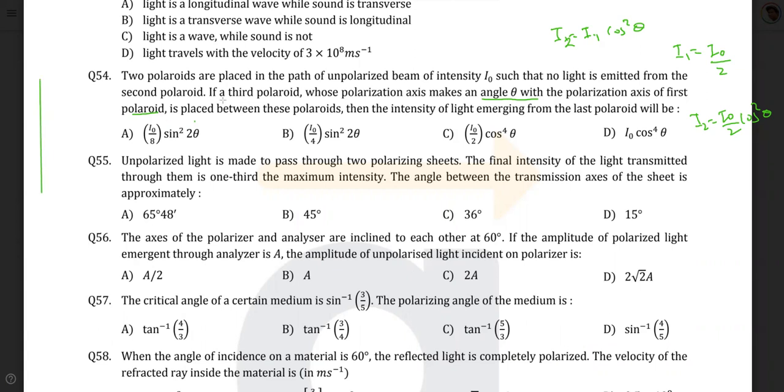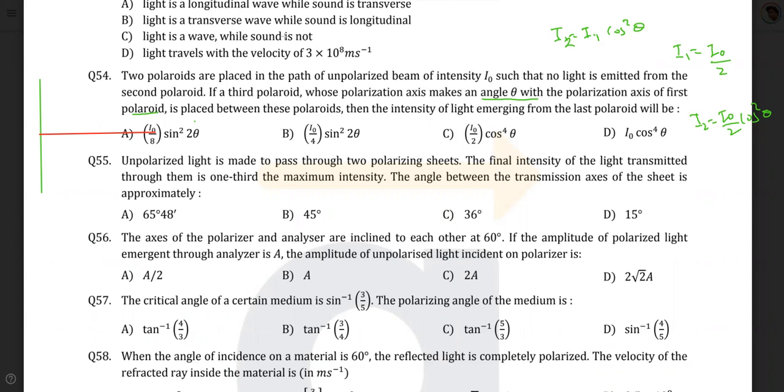Okay, now two polaroids are placed in path of unpolarized beam of light such that no light is transmitted from the second polaroid. Now second polaroid से कोई light transmit कर ही नहीं रहा है. So what do you think? What is the angle between these two? Tell me. What should be the angle so that the intensity will be 0? 90. So second polaroid is like this. Yes or no? Second polaroid is like this. Makes sense? The angle of second polaroid is like this. Okay. Right. Now if the third polaroid whose polarization makes angle of theta with the polarization axis of first polaroid.